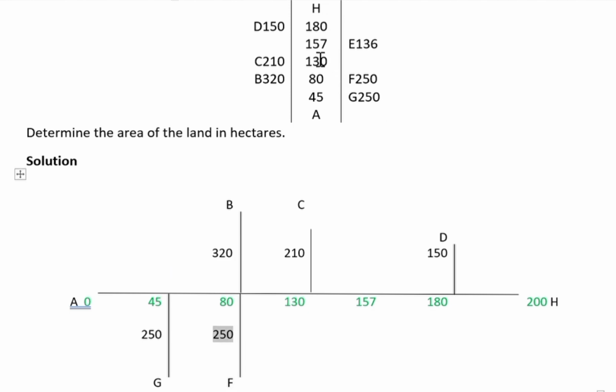Then the next one is at point 157, which is this one. It should be 136 meters long, meaning it should be a bit shorter than these two. So there it is, point E, and it's 136 meters long.